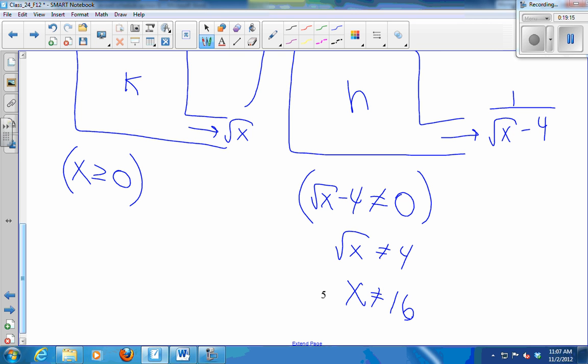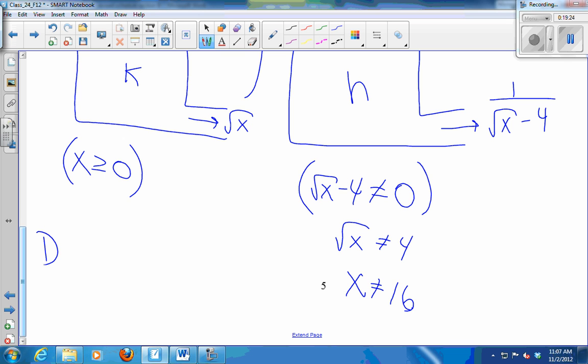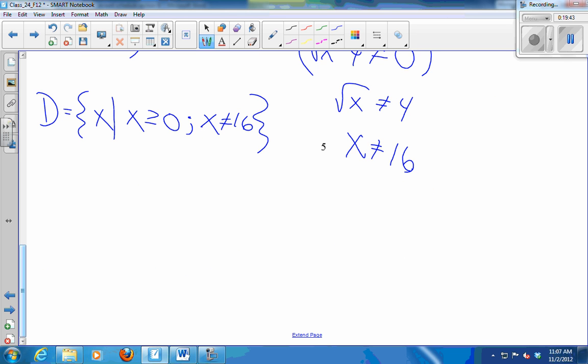So I have two restrictions. x has to be positive or 0, but not 16. So my final domain is going to be the set of all x's such that x is non-negative, positive or 0, and x can't be 16. If I wanted to write it in interval notation, which might be how WebAssign accepts it, I would say start at 0, go to 16, then union that with 16 to infinity.